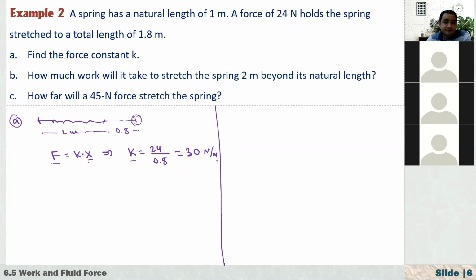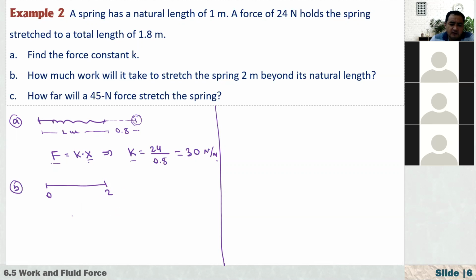All right, guys, let's continue. So that's our spring constant, right? And since we know that now, we know how F, K, and X are related to each other. Question B says: how much work will it take to stretch the spring 2 meters beyond its natural length? So that means our X is changing from 0 to 2.